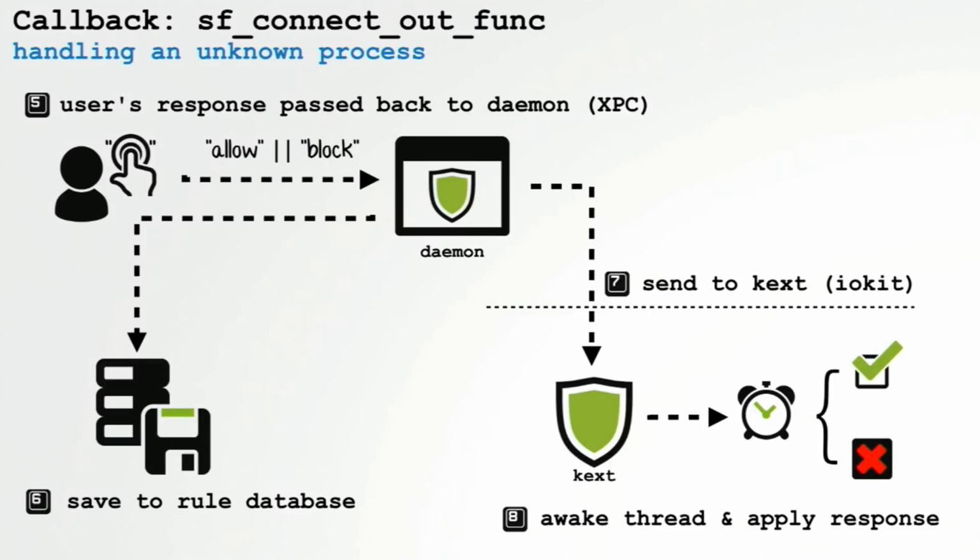So the user now has to basically answer the question, should they allow this connection? And what we do is we wait until they interact with this alert. Once they've clicked either allow or block, this response is first sent back to the daemon. The daemon then updates the rule database and then propagates this response back into the kernel via an IO-kit interface. The kernel extension wakes up the thread that it had previously put asleep and then applies the action that the user specified, either allowing or blocking the connection.